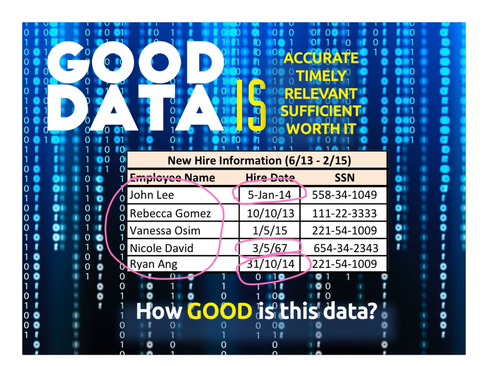Let's look at Social Security number. Here, if you just go down the list, the first thing that comes to mind might be this, that you have duplicate Social Security numbers. That's something to look at. The Social Security number for John Lee seems to look fine. The Social Security number for Nicole David seems to look fine. Now, Rebecca Gomez, I don't know whether this is a correct or incorrect Social Security number, but it does seem awful suspect, doesn't it? 111-22-333. That might be something that we just have to investigate.